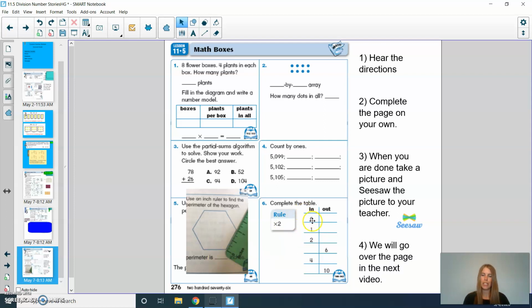And then for number 6, you have the in, so then you're going to multiply. So multiply 0 times 2, 1 times 2, 2 times 2. But when you're given the out, you need to do the opposite. Then you're going to divide. You need to think 6 divided by 2. 4 would be 4 times 2, and then 10 divided by 2.